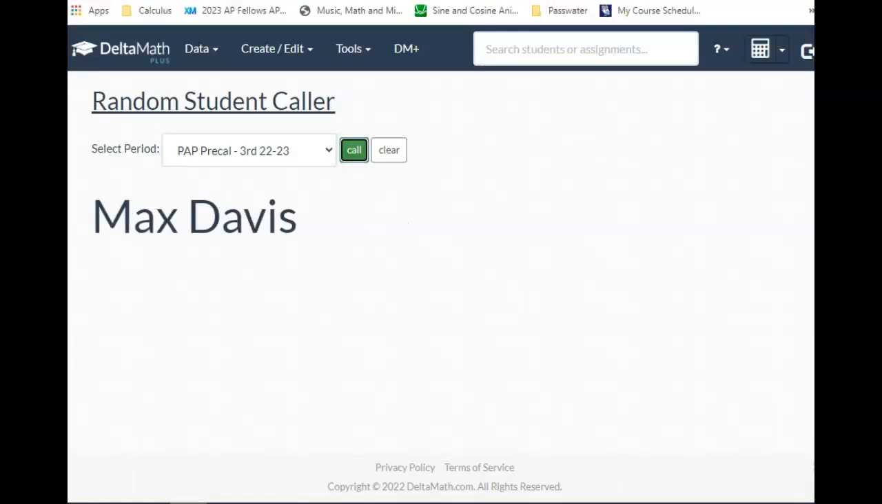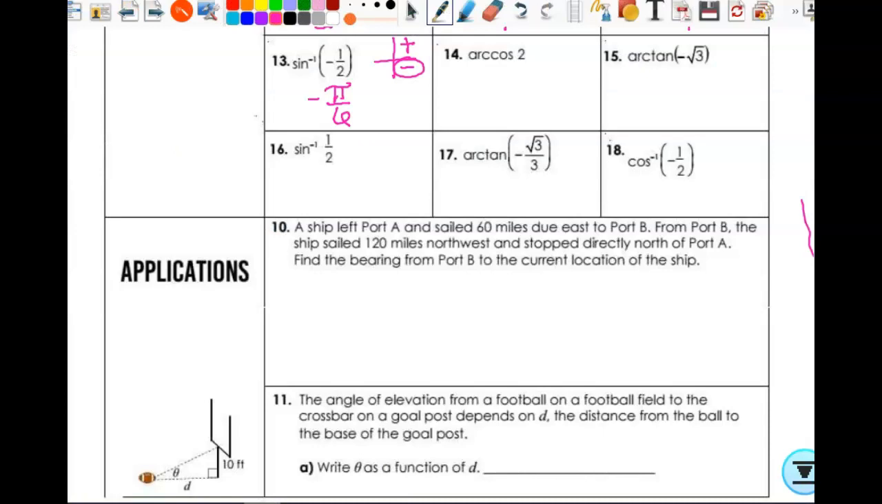Probably is absent. Max. All right, arc cosine of 2. Cosine can only come from which quadrants? 1 and 2. And this is positive, so it's coming from 1, right? What angle gives me a cosine value of 2? None of them. That does not exist.